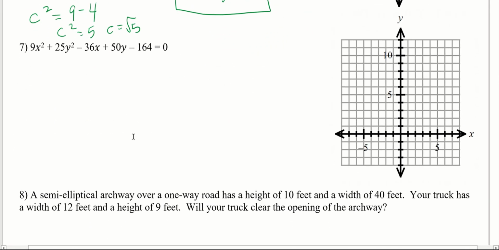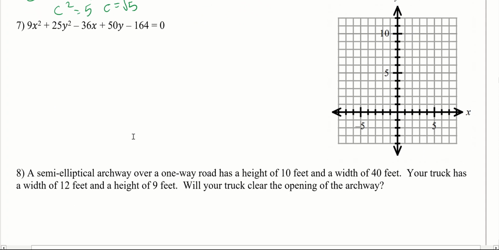Okay. Number 7 here. This one is completing the square again. So we want to get all the x's together, all the y's together, and then the numbers on the other side. So I'm going to put all the x's together. So 9x squared minus 36x plus 25y squared plus 50y is equal to positive 164.